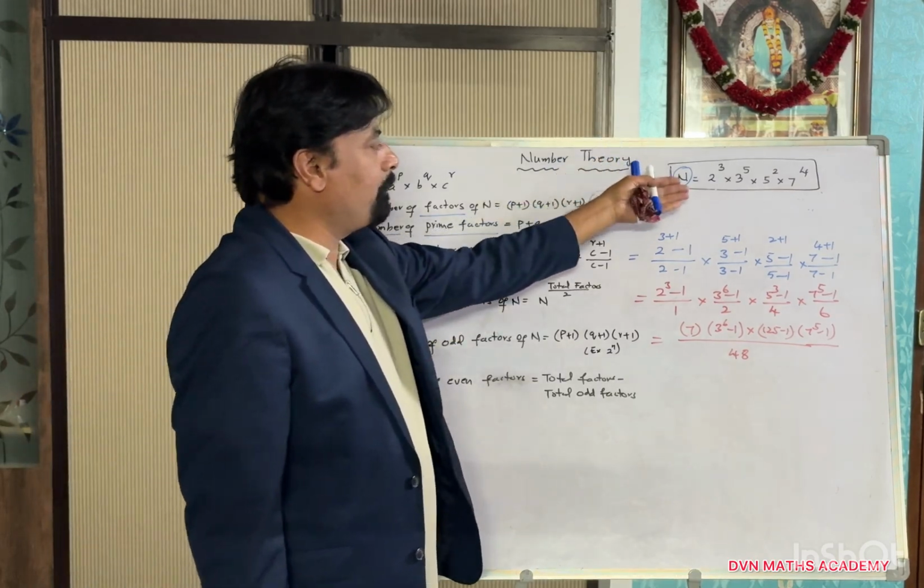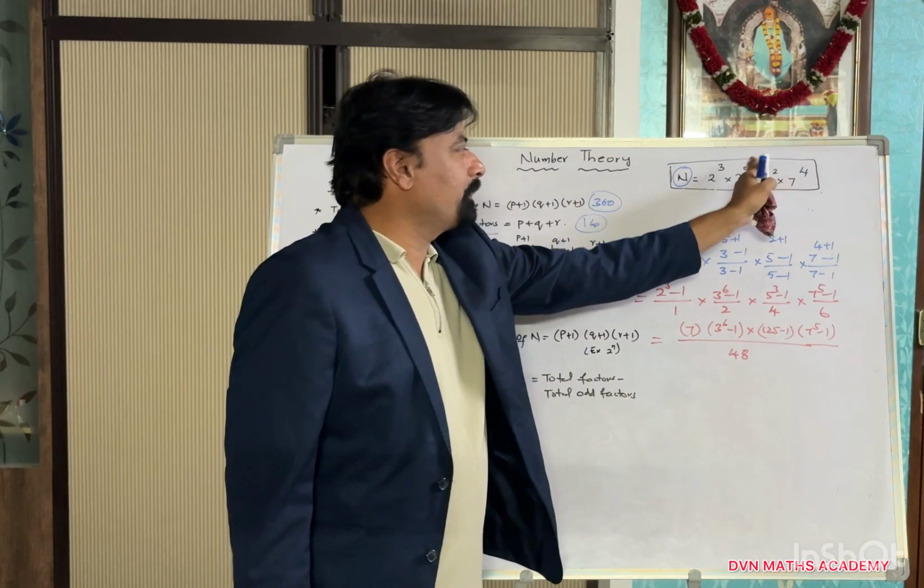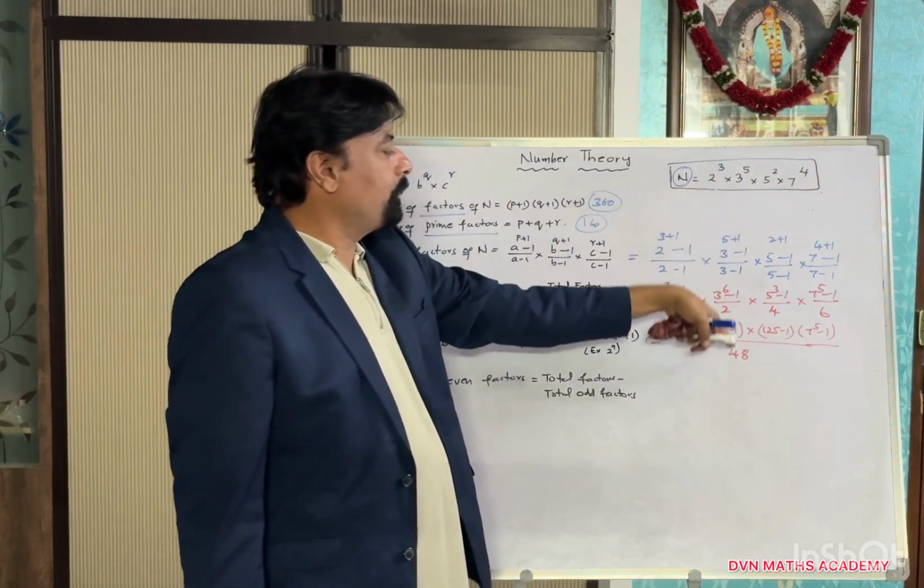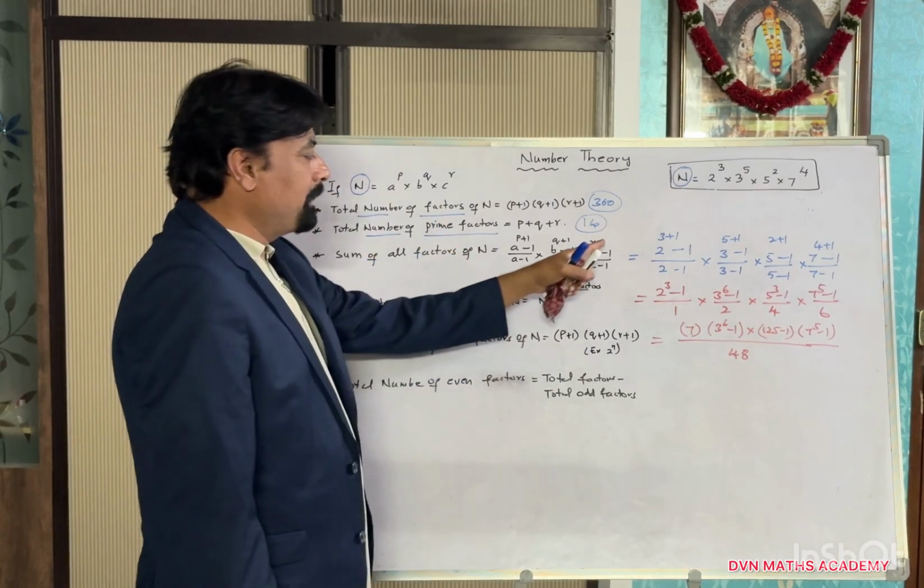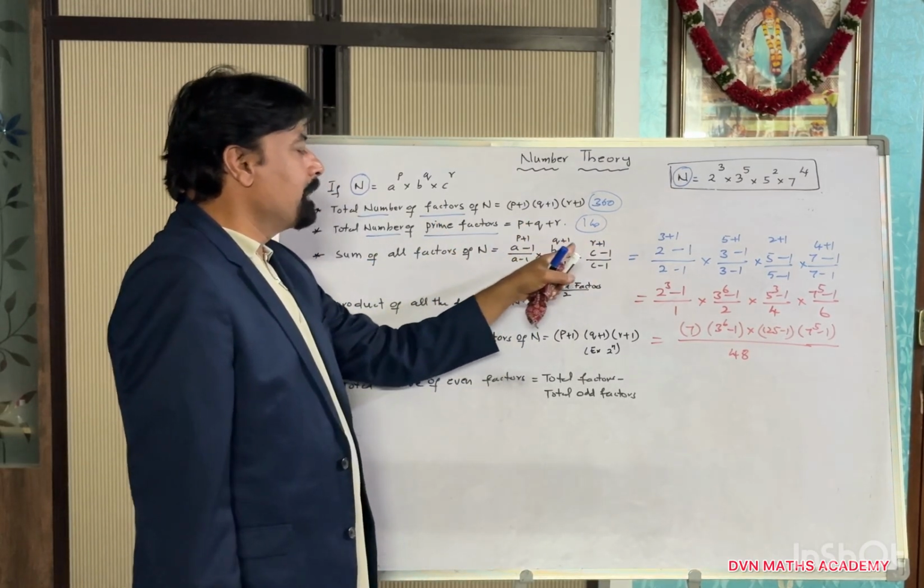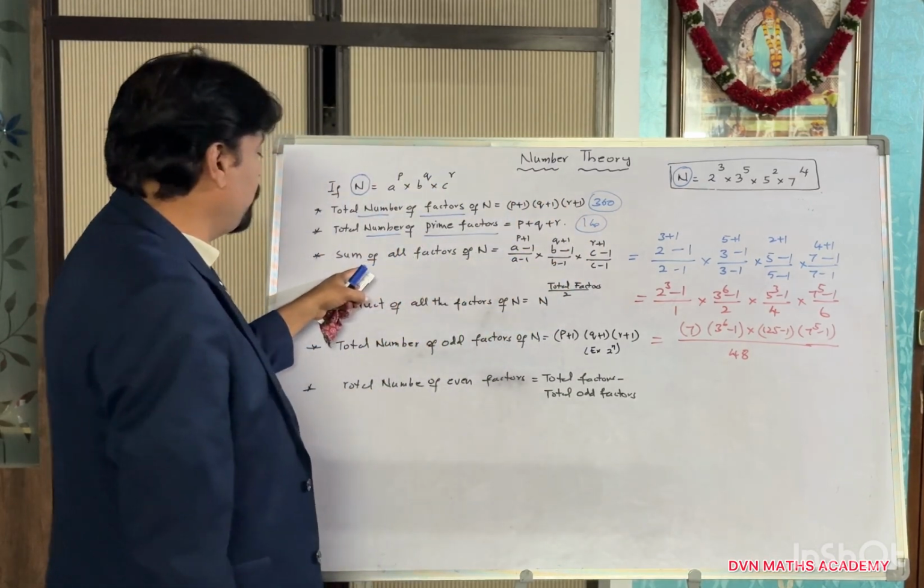Here I took one example as a big number. Sometimes it will give you some small number. If it is 2 to the power of 3 into 5 to the power of 5, it is easy to find the sum of all its factors. So this is the formula to find the sum of all its factors. This is also a very interesting question.